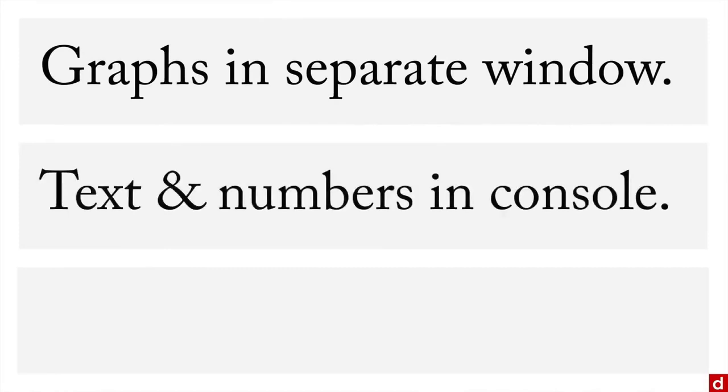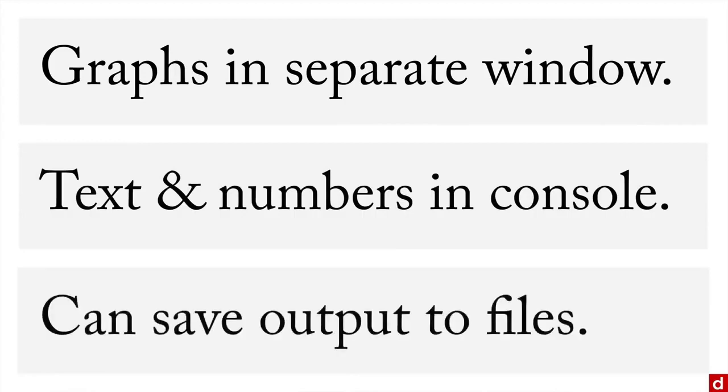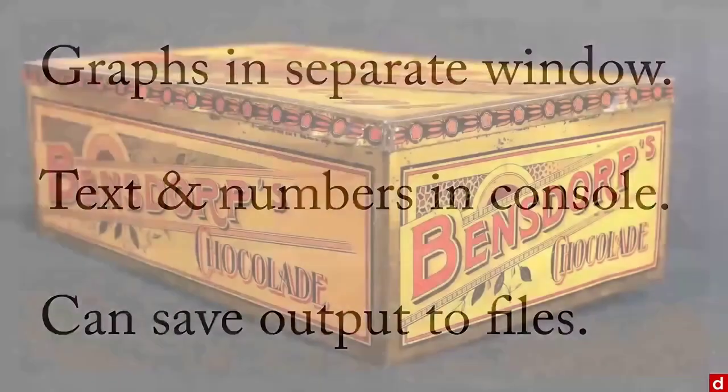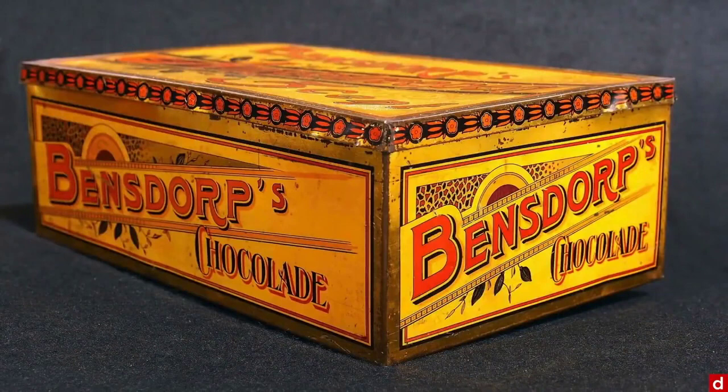Now, once you do your programming and get your output, what you're going to get is graphs in a separate window. You're going to get text and numbers, numerical output in the console. And no matter what you get, you can save the output to files. So that makes it portable. You can do it in other environments. But most importantly, I like to think of this: here's our box of chocolates where you never know what you're going to get.